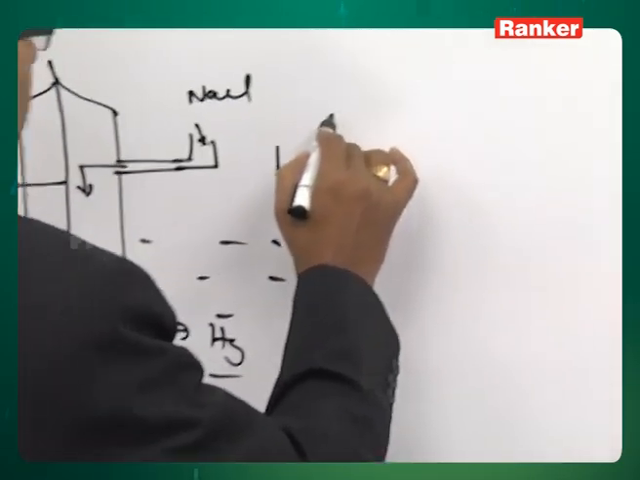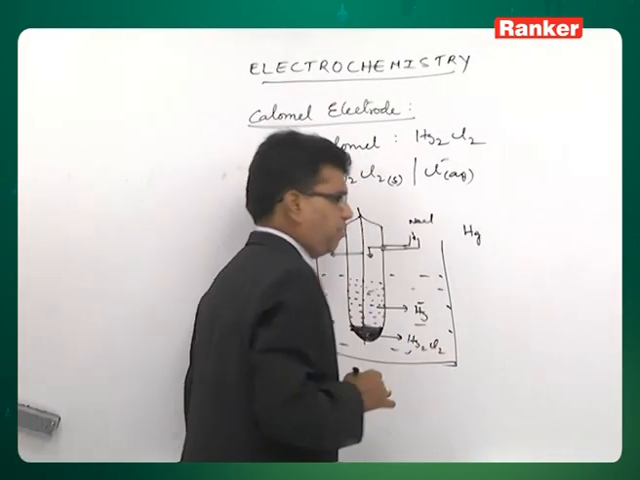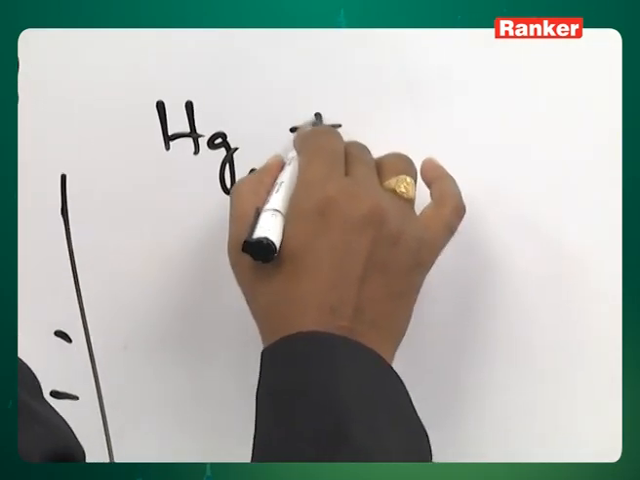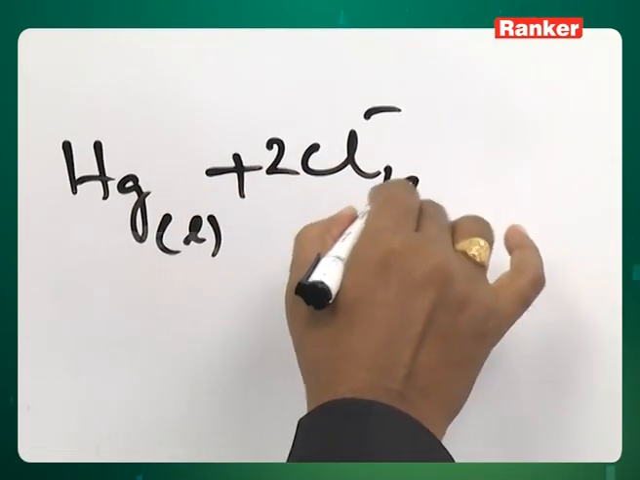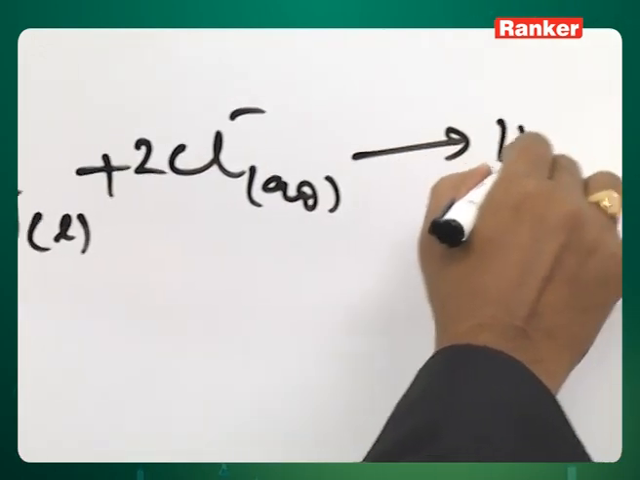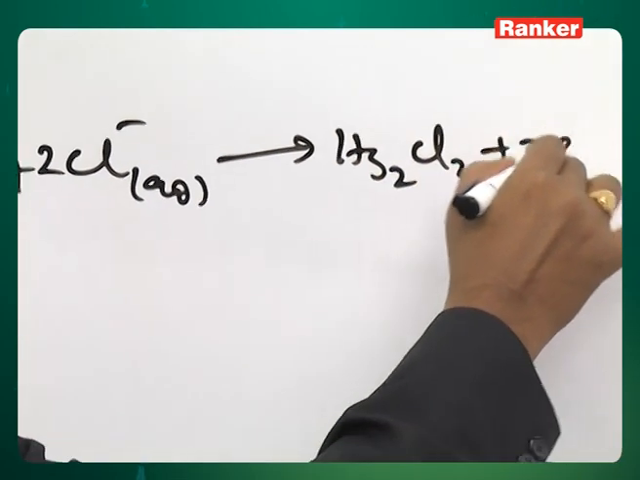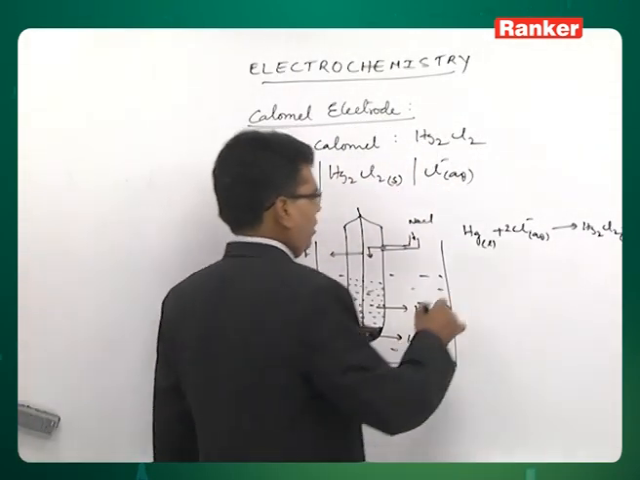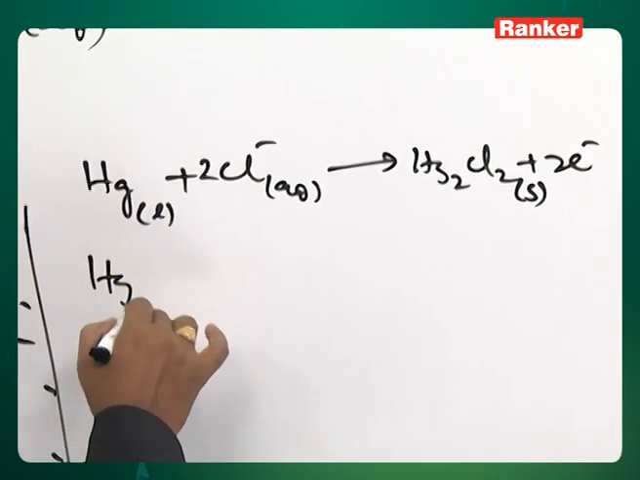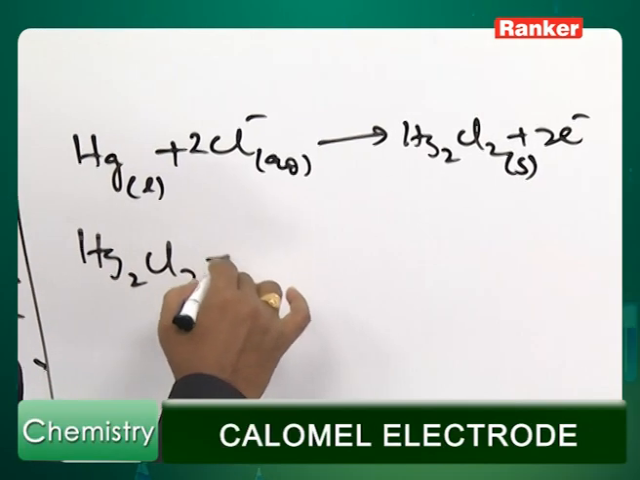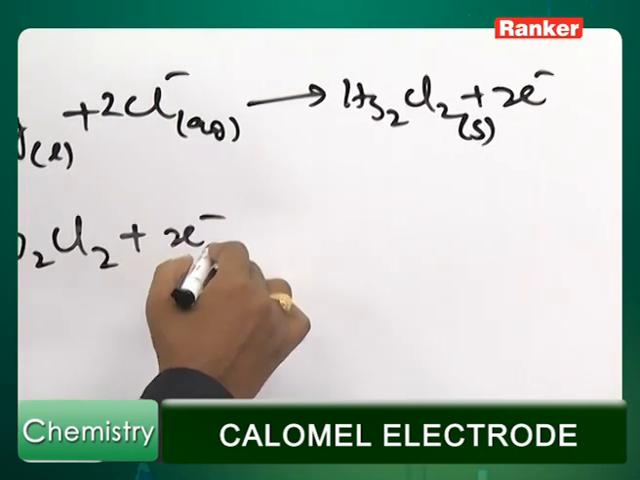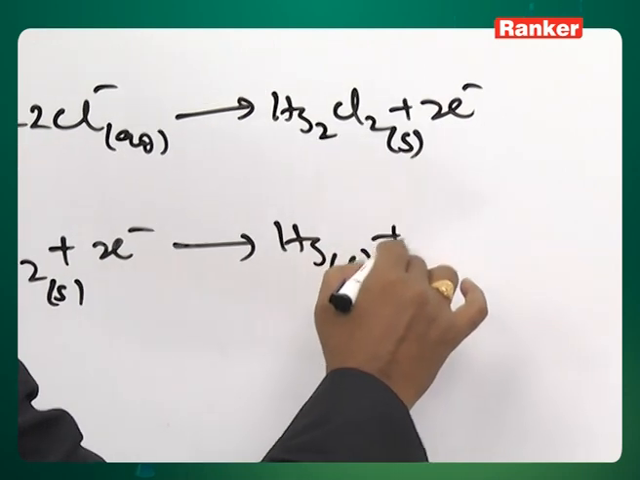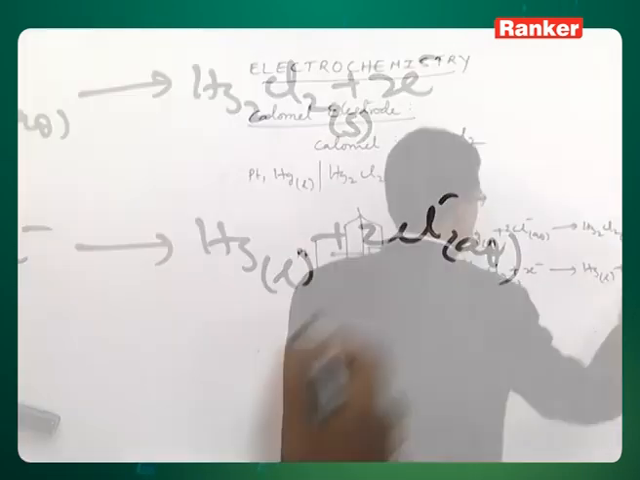So, the reaction is as we have written in the case of AgCl: Hg liquid plus Cl minus gives Hg2Cl2 solid plus 2 electrons. This is oxidation, and when it is used as a reduction, Hg2Cl2 plus 2 electrons, the cell reaction gets reversed to give Hg plus 2Cl minus.